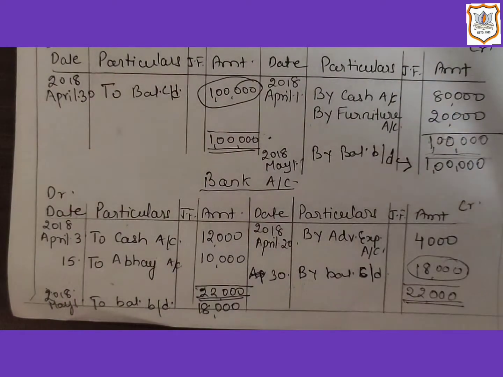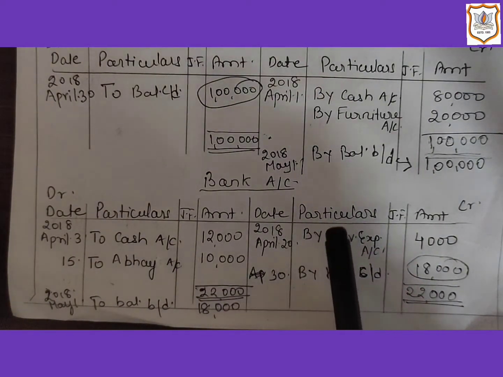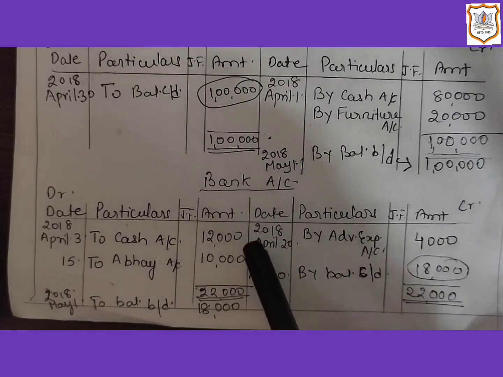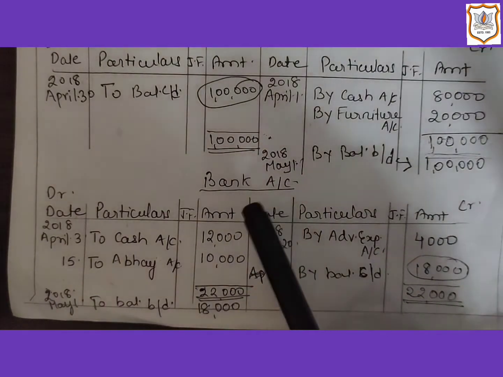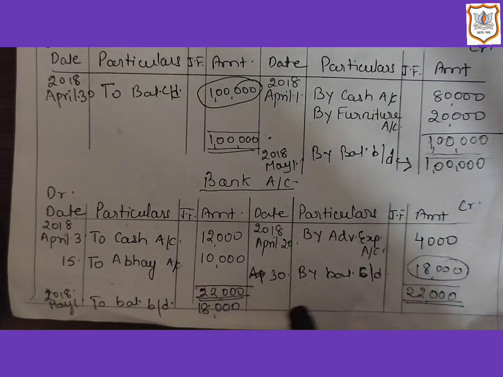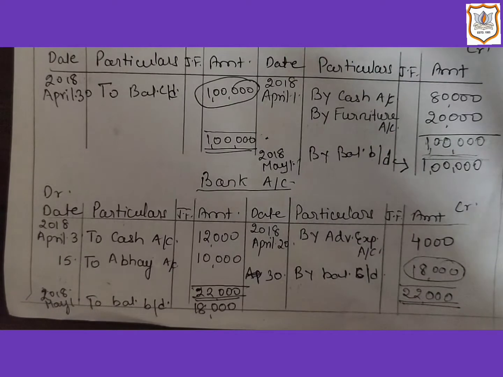One thing you must remember, that the total amount which is higher will be written on both the sides. Here, as the total amount on the debit side is higher, that is 22,000, it will be written on both the sides, and the difference will be written on the side where the total amount is less.